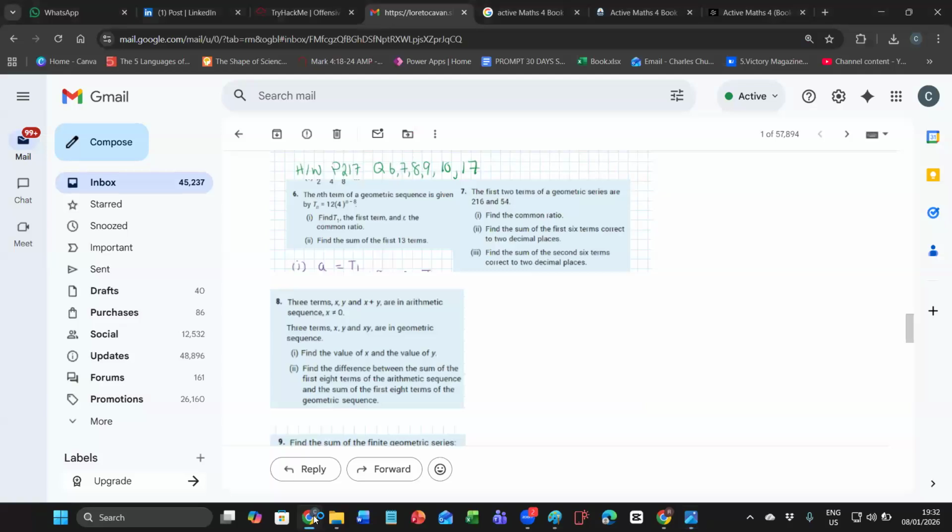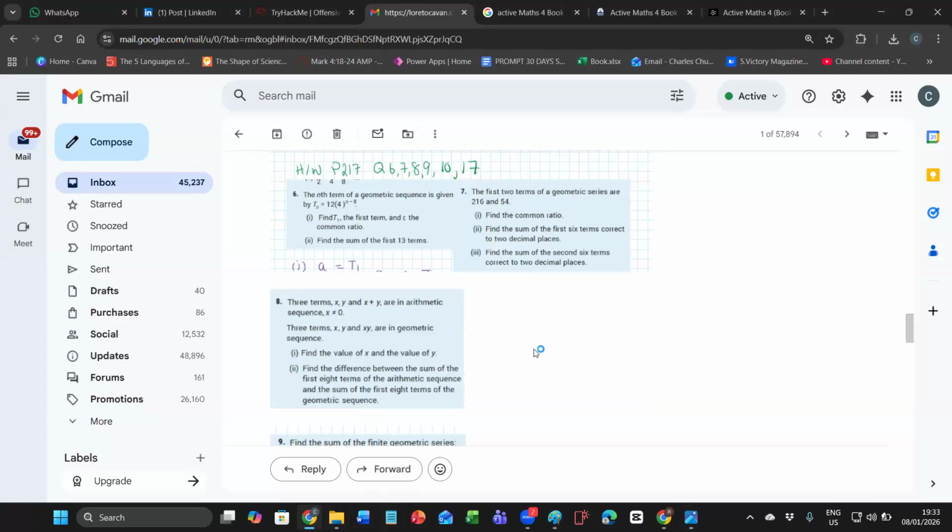All right, so let's go to number 7. Look at this number 7. After doing number 6, does it feel simpler? Just take a look at it. The first two terms of a geometric series are 216 and 54. Find the common ratio.